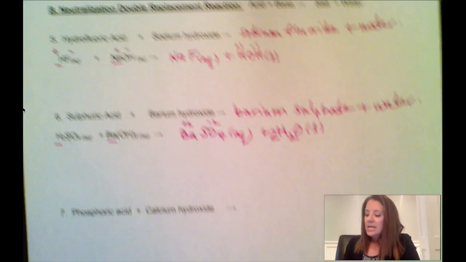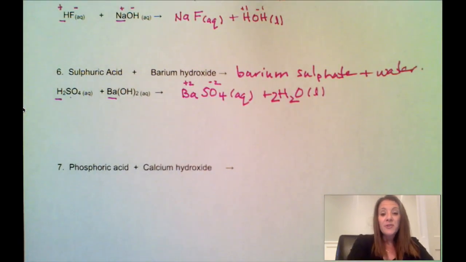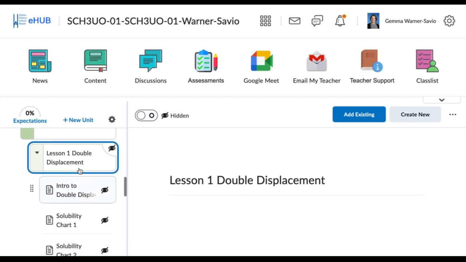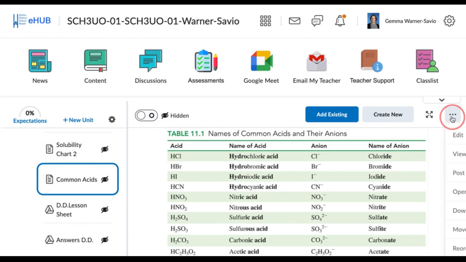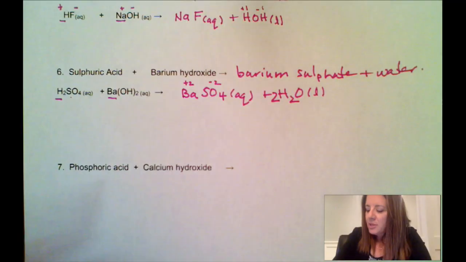Okay. Last one, phosphoric acid and calcium hydroxide. If you're not sure what the formula is for phosphoric acid, you do have a chart that you can refer to that I have put as a resource in this section. Let's take a look at that. In this section, you can see the common acids I have linked here. I'll just move that into a new tab so you can see. So phosphoric acid is right here. That is H3PO4.